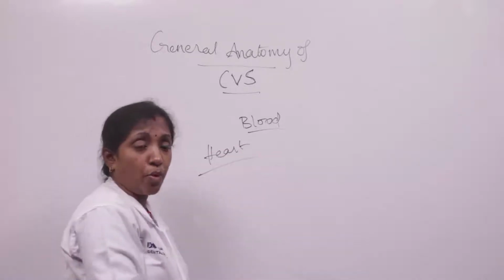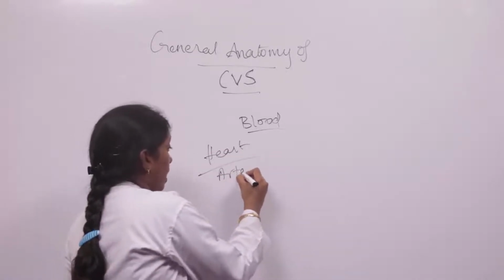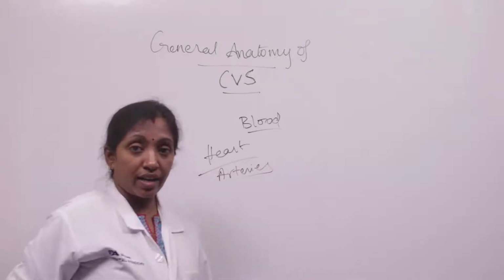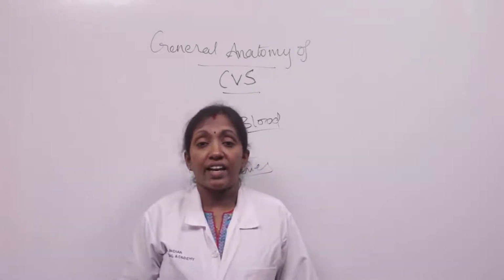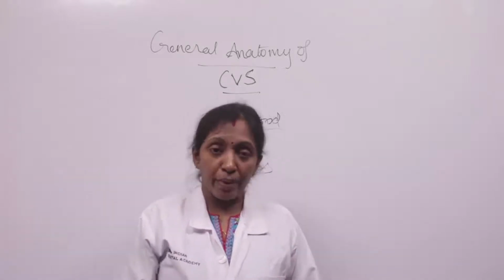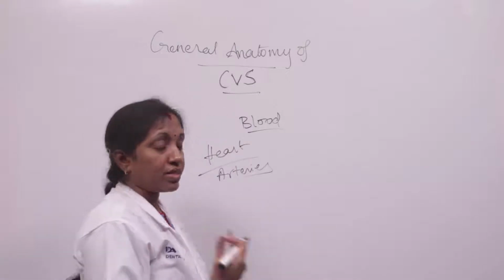Along with the heart, the cardiovascular system also consists of arteries. Arteries are tubular channels which carry the oxygenated blood to the different parts of the body. Arteries don't possess any valves.